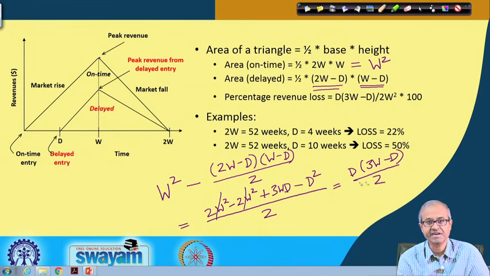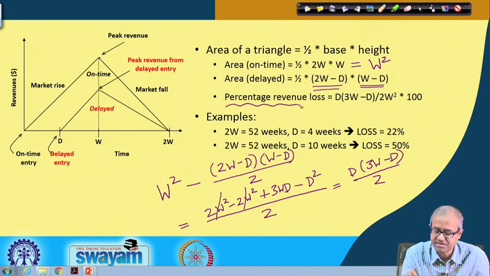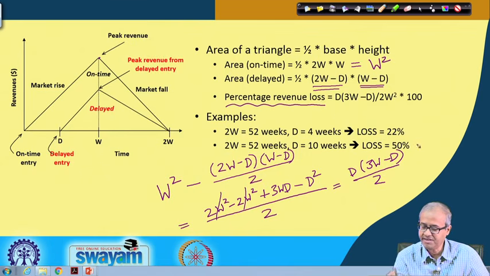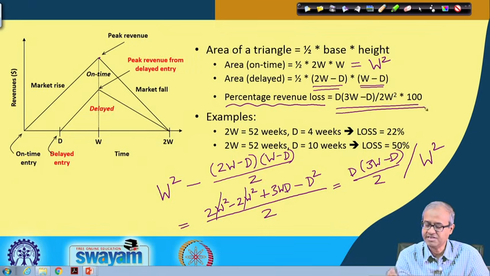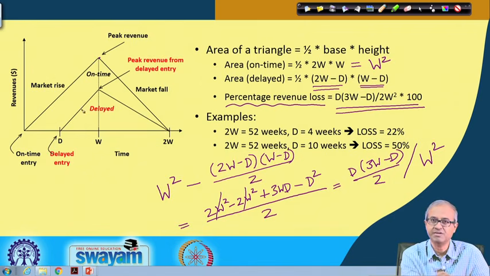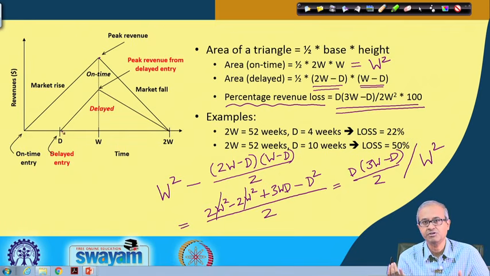This is your decrease in the total revenue. But if you want to calculate the percentage revenue loss, you will have to divide it by your original total revenue, which was W square, and multiply by 100. That means revenue loss divided by your initial total revenue multiplied by 100. In this way you can make a simple calculation and see, for various values of D, how much revenue loss you are incurring.